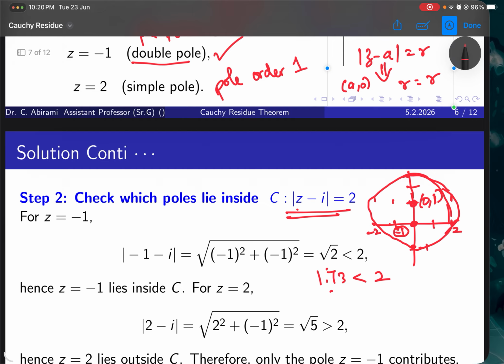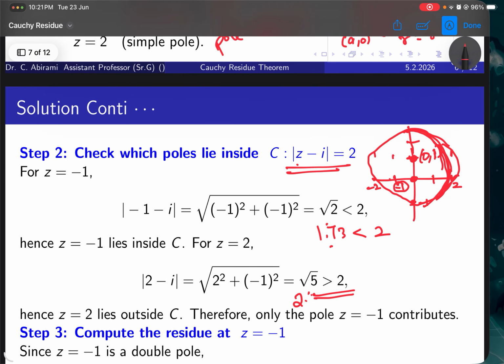Similarly, put z equal to 2. Modulus of 2 minus i is square root of 4 plus 1, so root 5. Root 5 is 2.23 or something, more than 2. So obviously this value will be more than 2. So you can sketch the diagram properly. It is not touching the line. So it is greater than 2, so z equal to 2 lies outside.